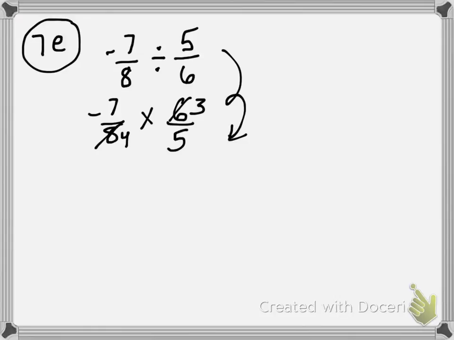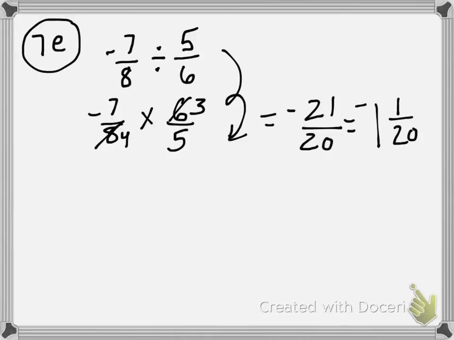A little better to work with. And now I multiply across. 7 times 3 is 21. 4 times 5 is 20. And I have one negative, and when my signs are different in multiplying, my answer is negative. So -21/20. And this is an improper fraction. So 20 would go into 21 one time with 1 left over. So there'd be my final answer there. -1 and 1/20.